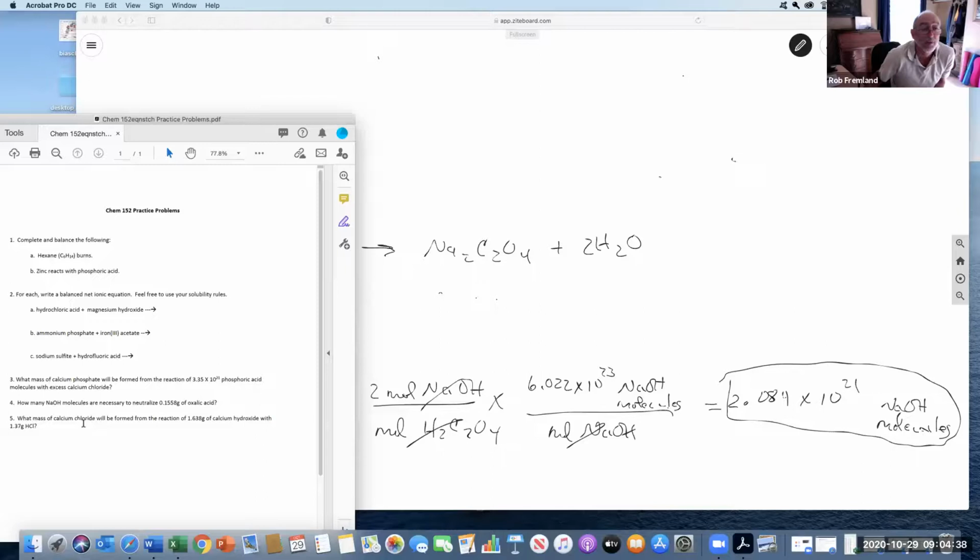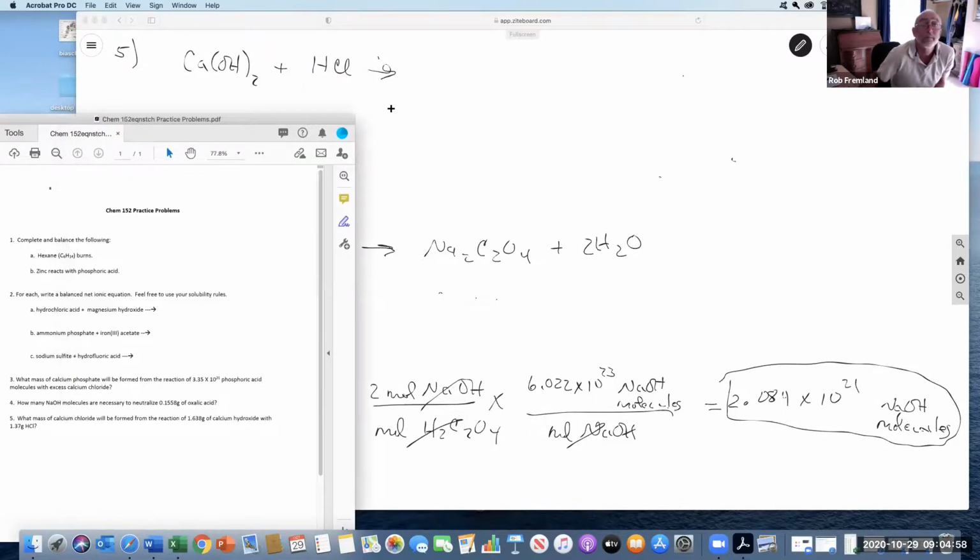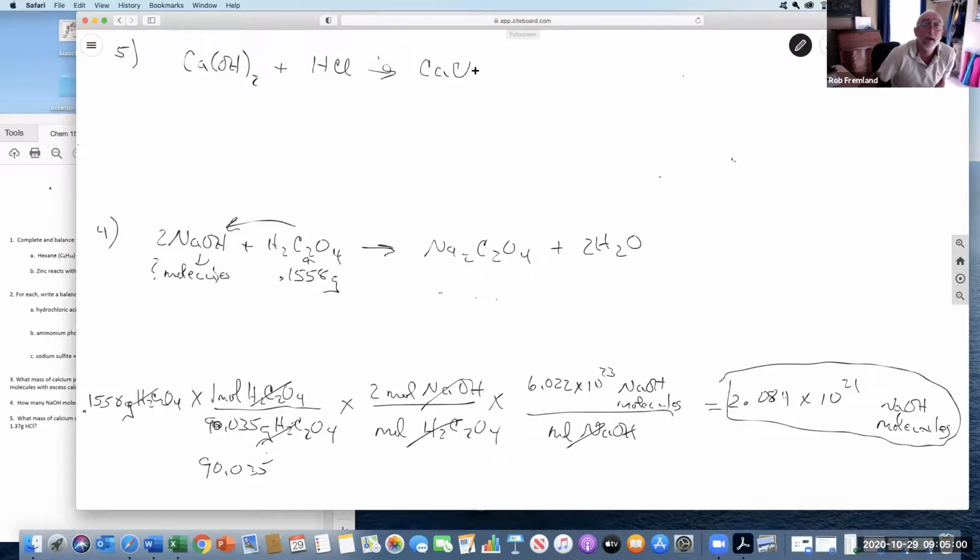All right, what mass of calcium chloride will be formed from calcium hydroxide with hydrochloric acid? All right, so this is number 5. So we have calcium hydroxide reacting with hydrochloric acid. What's it asking? It's asking calcium chloride. Again, you need the other product to balance it. It's going to be HOH or H2O. And again, if you want to write water as HOH, you're an organic chemist if you do that. But there's nothing wrong with doing it that way.